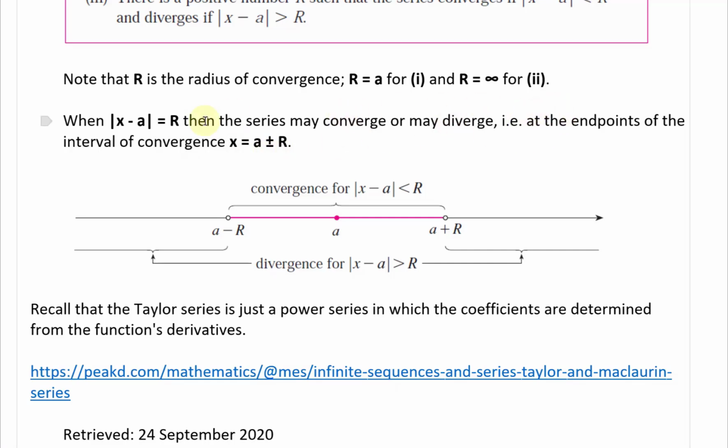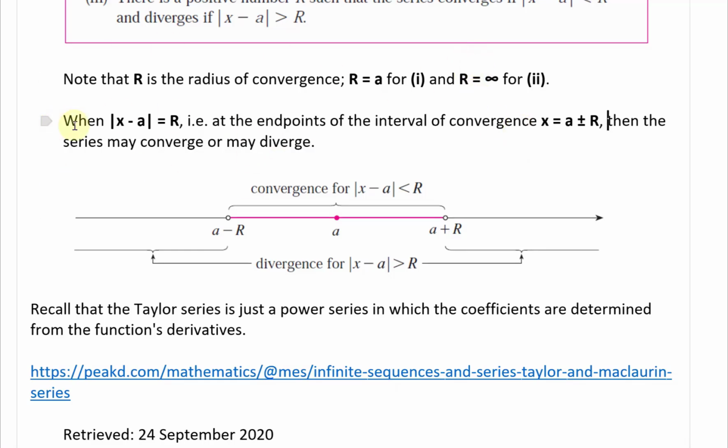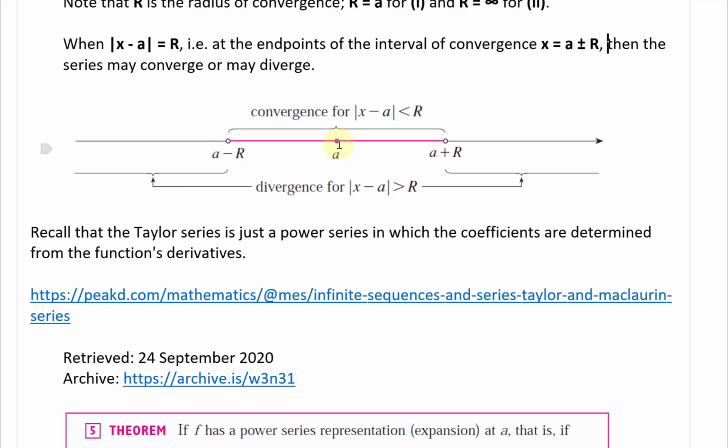In other words, when the absolute value of x minus a is equal to r, at the endpoints of the interval of convergence, x equals a plus or minus r, the series may converge or may diverge. Here's how it looks. At a, it always converges, and at a minus r or a plus r, it may or may not, so we have an open circle there. Inside, where the absolute value of x minus a is less than r, it converges, and outside it diverges. Anyways, going further.